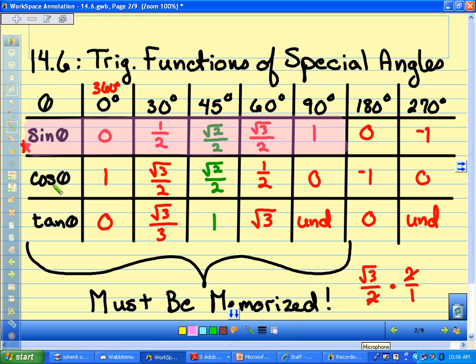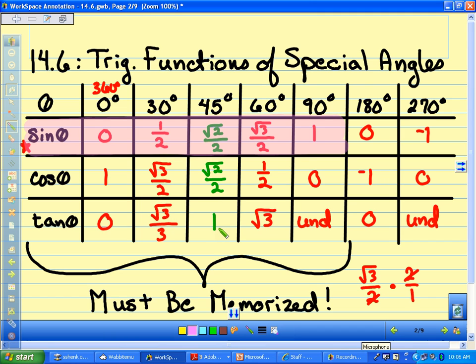So if I've got the sine line, I then say, well, cosine is just backwards. So I'm going to go 1, radical 3 over 2, radical 2 over 2, 1/2, 0. And then tangent is dividing. 0 divided by anything is 0. I'm not going to divide by radical 3 over 2. I'm going to multiply by the reciprocal and simplify it.